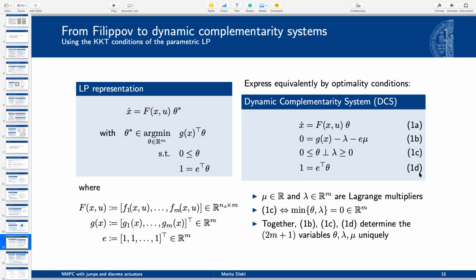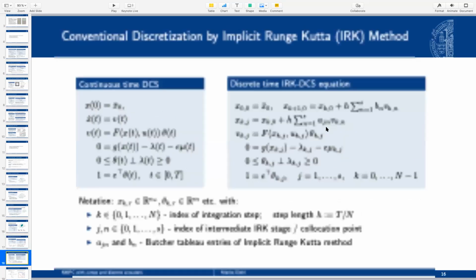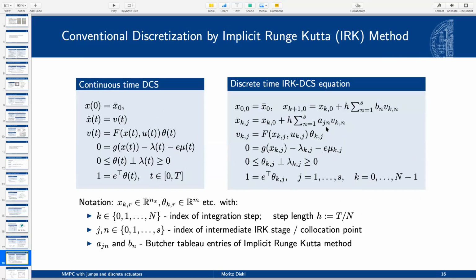And now, you see, this is a well-defined ODE with some very nasty algebraic conditions. Yeah, so x dot is a function of all these thetas, and these thetas are uniquely determined by this set of equations below for a given x. So now you could do the conventional discretization. That's what we did before in this example that I've shown with these Euler.